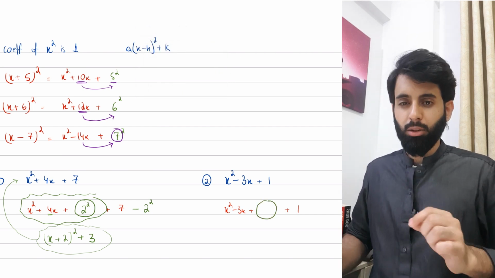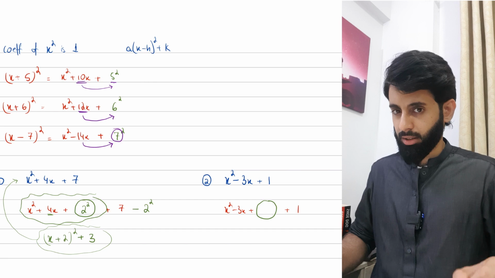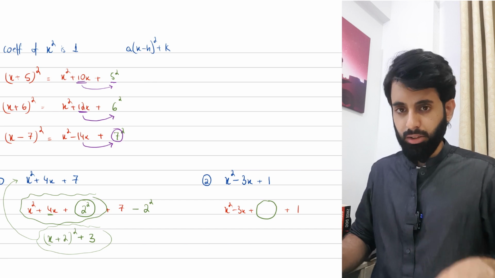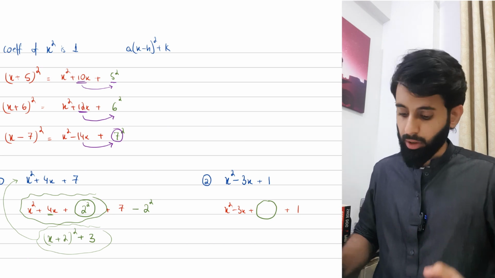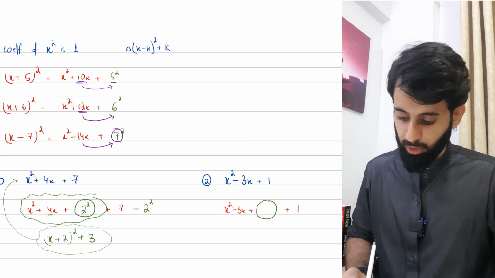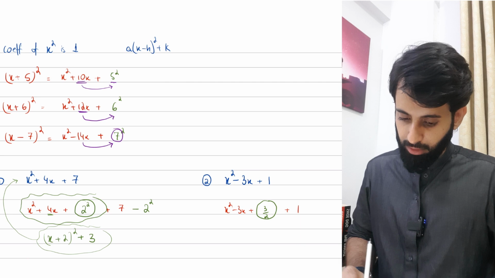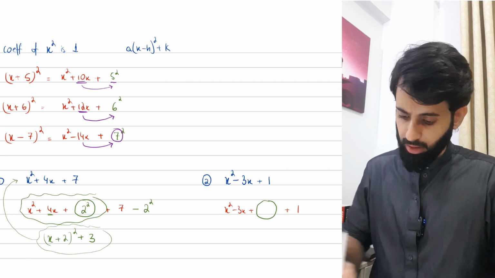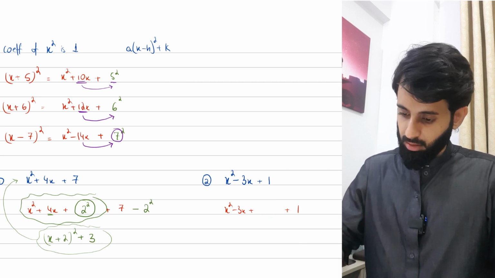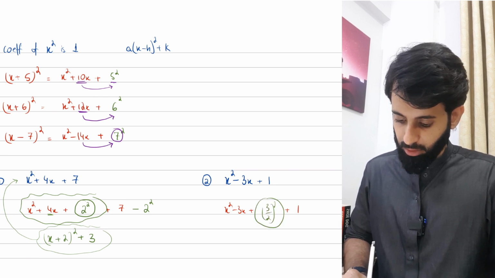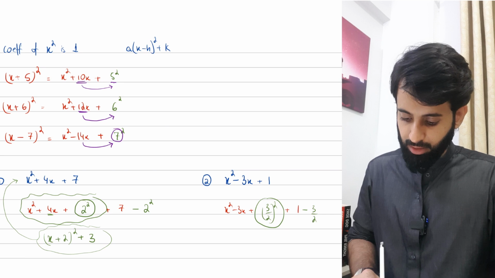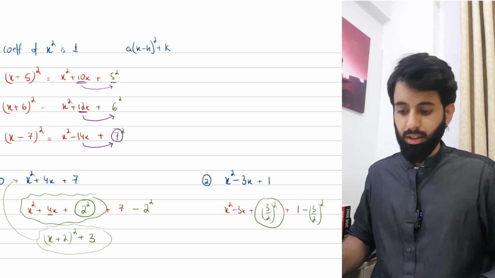Well, the coefficient of x is 3. It's actually minus 3, but we're just going to ignore the sign for now. It's 3. Now I'm going to divide 3 by 2, so that means it's 1.5, or you can keep it in fraction form if you want, but in fact, I'm going to keep it in fraction form. So let me just enlarge the circle. So 3 upon 2, the whole thing square, and if I want to offset its effect, I'm going to subtract the exact same thing.